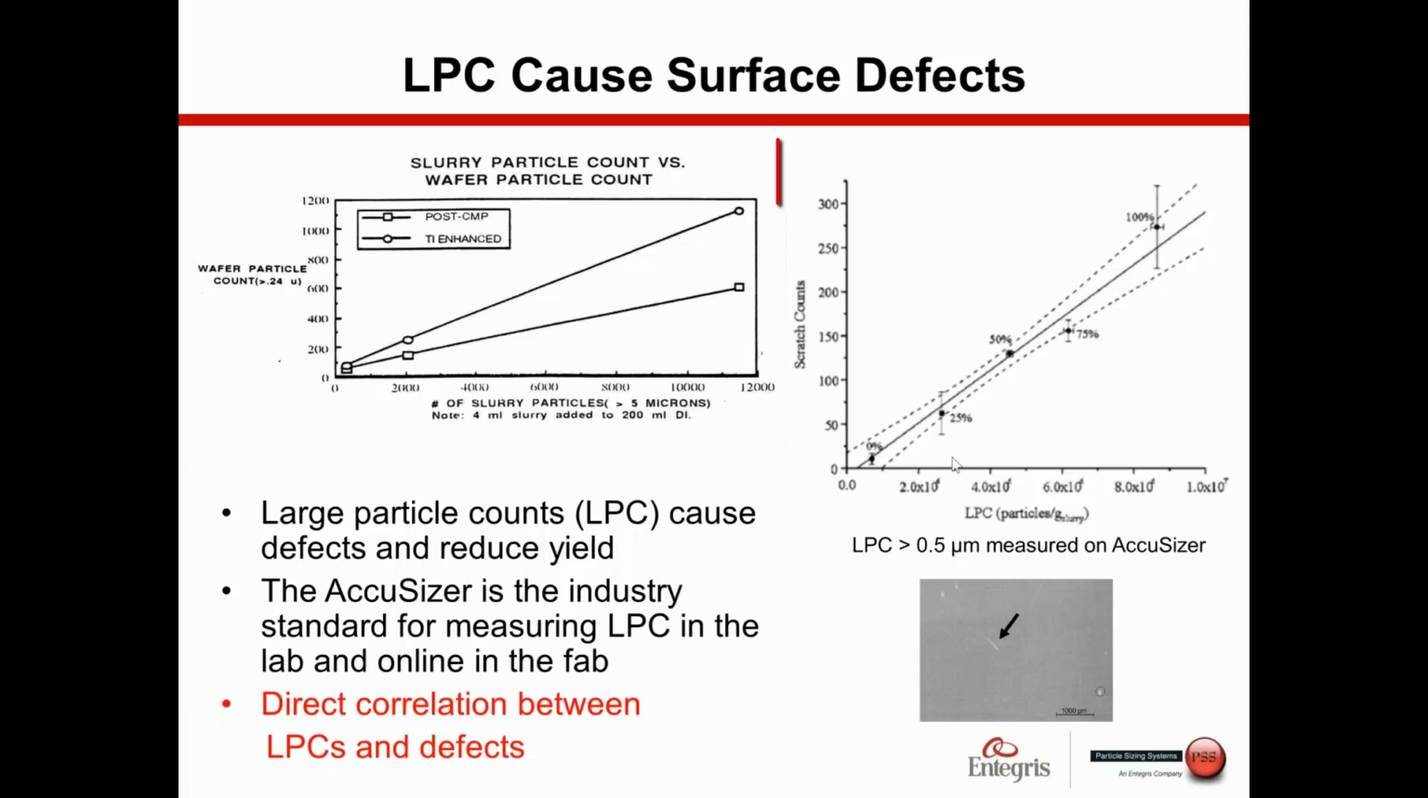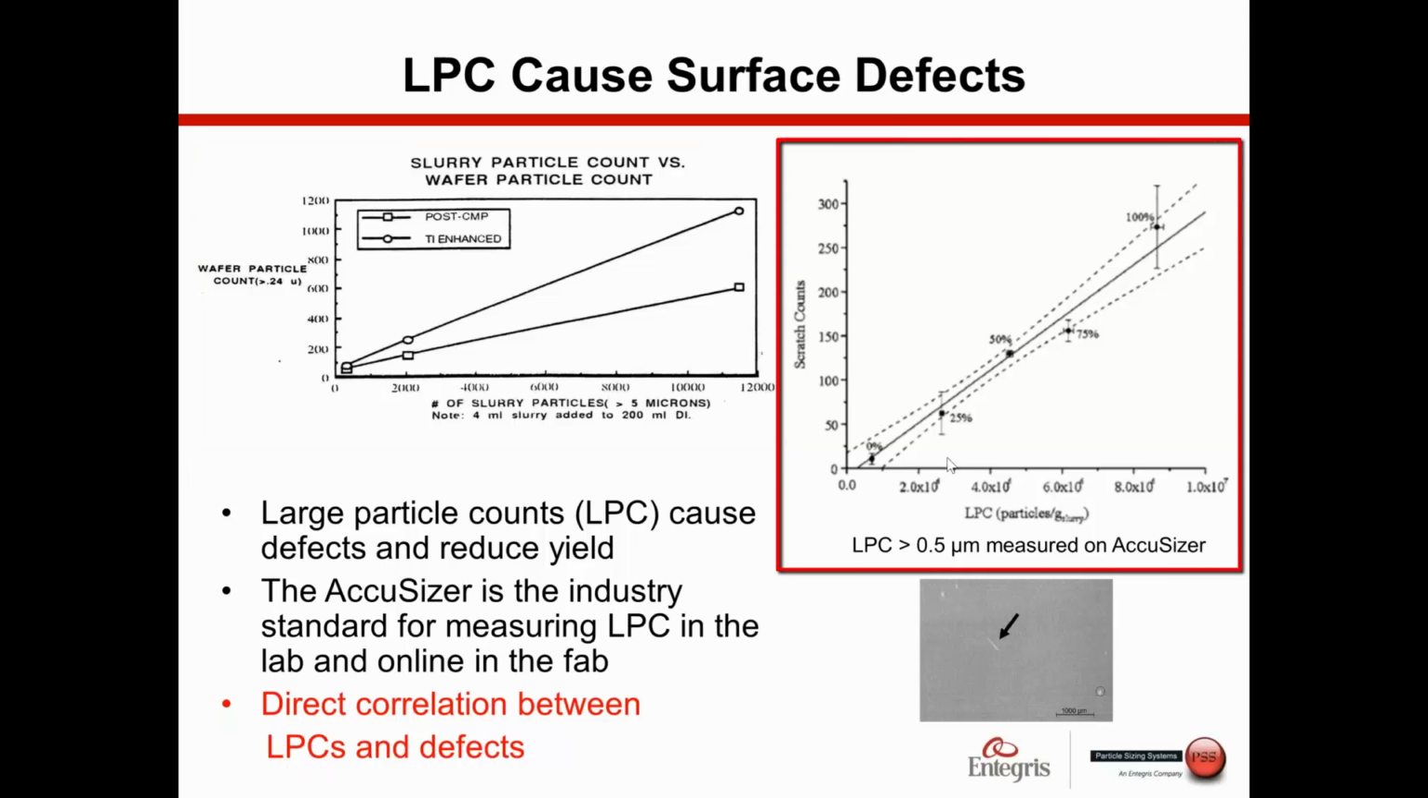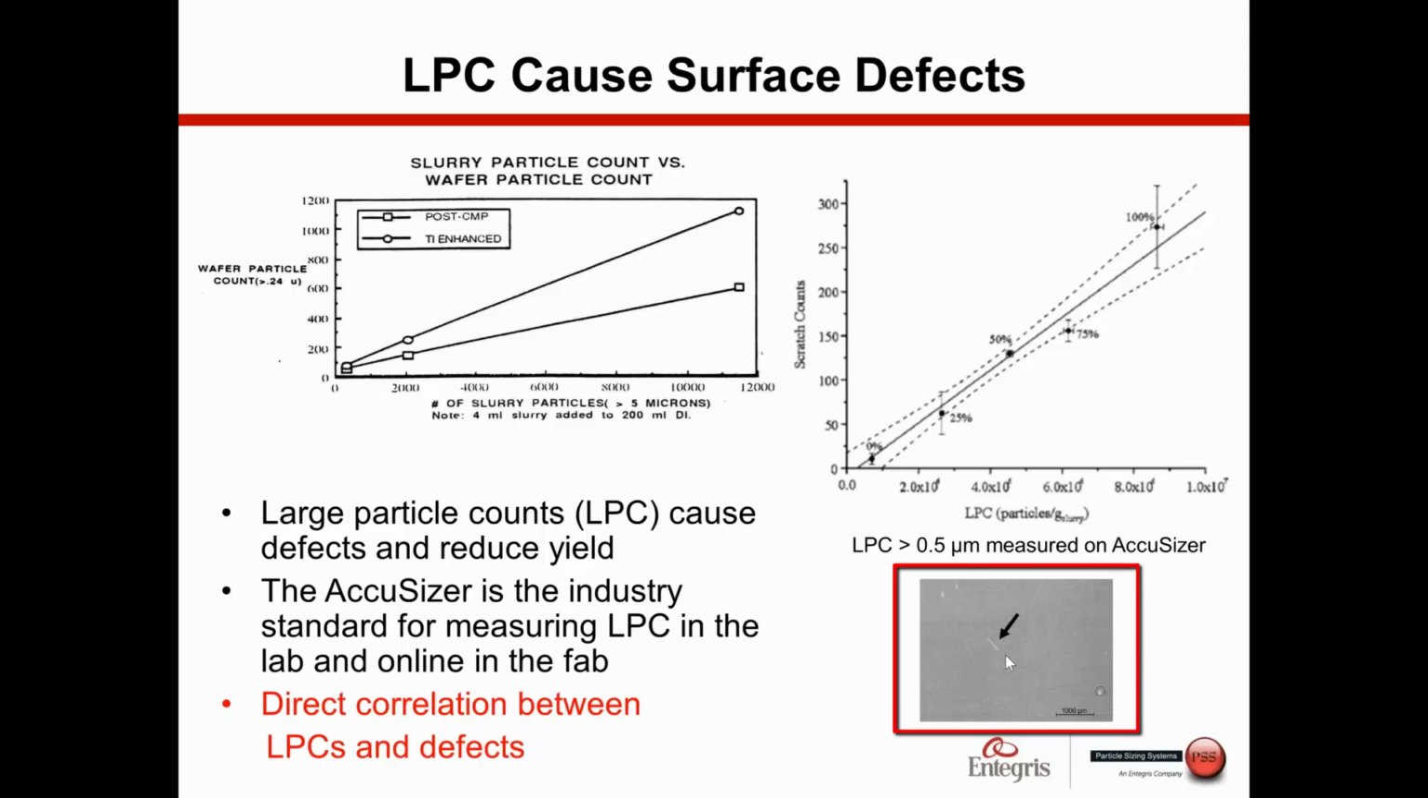On the upper right-hand side, we see another published study where here we define LPCs as larger than 0.5 microns as measured on the AccuSizer. And these are scratch counts on the y-axis. Again, we see the very linear relationship between the presence of large particles and then scratch counts on the surface. And we just see an image down in the lower right of just one of these scratches showing up on the surface here. So we understand this relationship between the presence of large particles and either scratches or a decrease in the yield rate when processing these wafers.